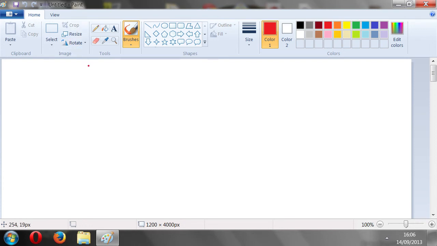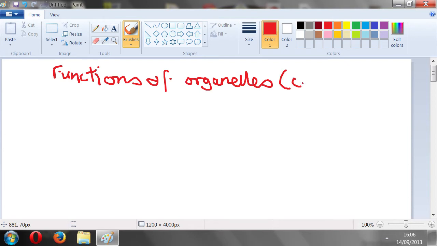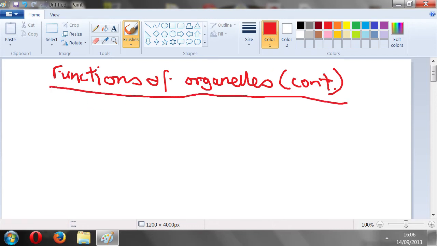You recall last time we looked at functions of organelles, so this is going to be a continuation of that. When I said last time, of course, I was referring to Biology 3, because the last one was the recap. So, yeah, functions of organelles continued. Okay, so let's see what we got here then. All right, so the next thing we're going to speak about is the ribosome.